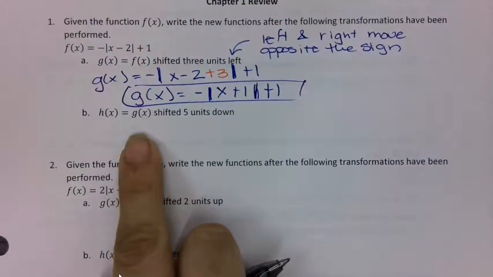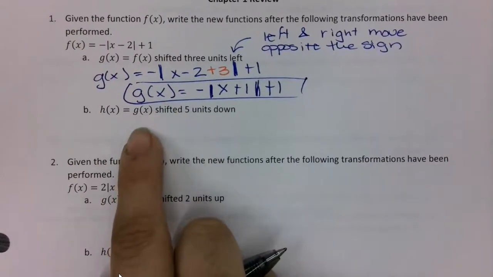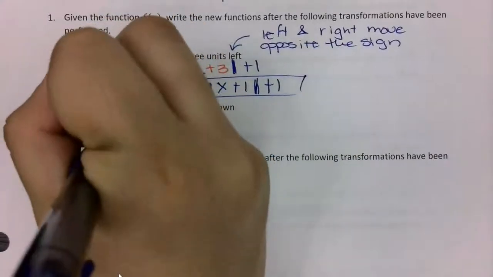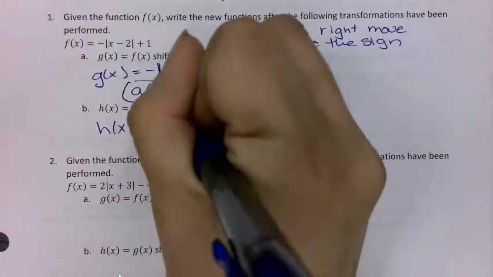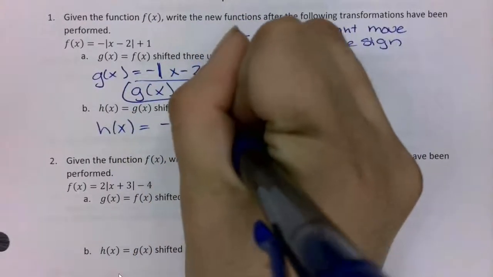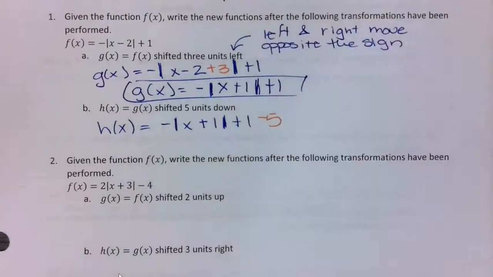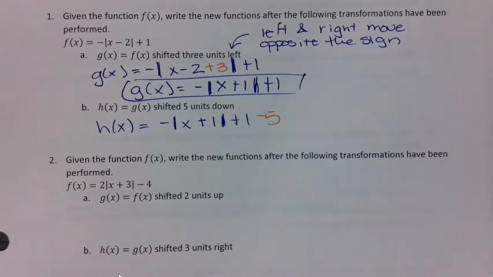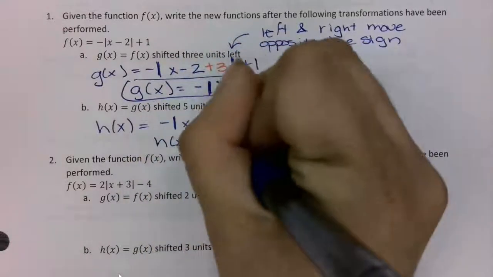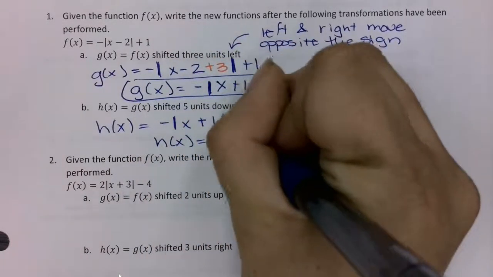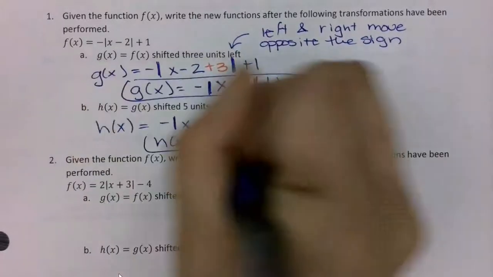Okay. B is changing g of x, the one I just did for part A, by shifting it 5 units down. So this one is now called h of x, and everything up to the end of the absolute value is going to stay the same. So I'm going to have my +1 there, and then this time I'm going to subtract 5. So up and down, change the outside, and they stay exactly the same on the inside. So then I'm going to rewrite this. I have h of x equals the negative absolute value of x plus 1, and then 1 minus 5 gives me -4.